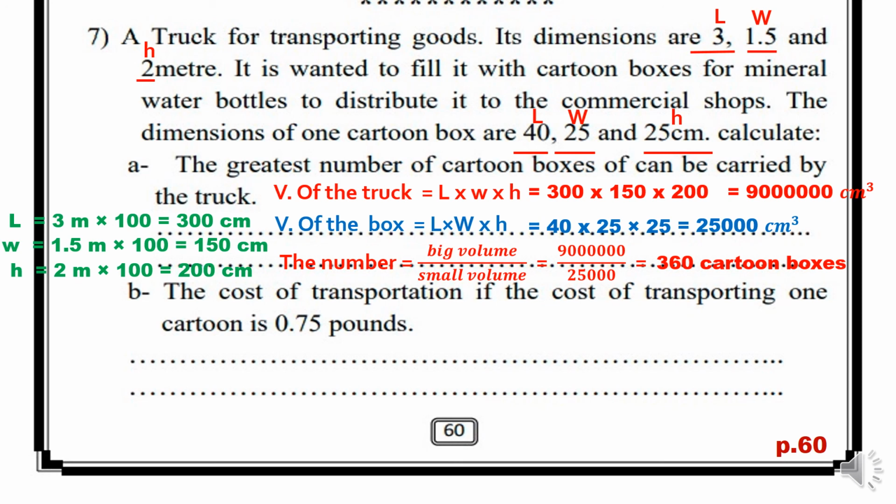Then he wants to know the cost of transportation if the cost of transporting one carton is 0.75 pounds. To get the cost, I will multiply the number of the carton boxes by the cost of one carton. So I will multiply 360 times 0.75 equals 270 LE. This is the cost.